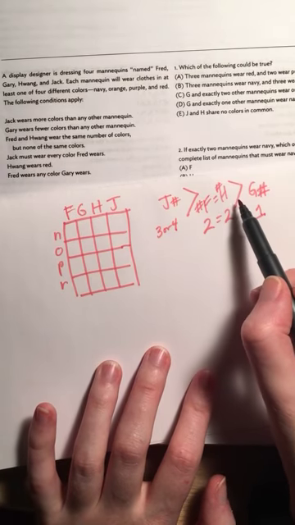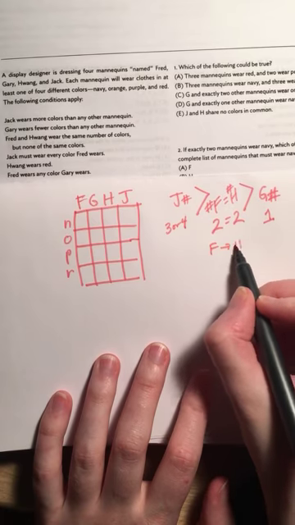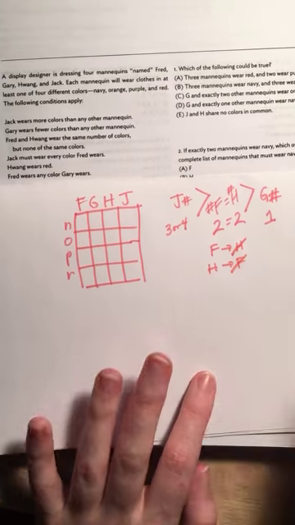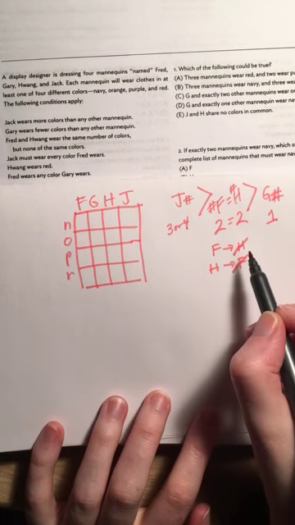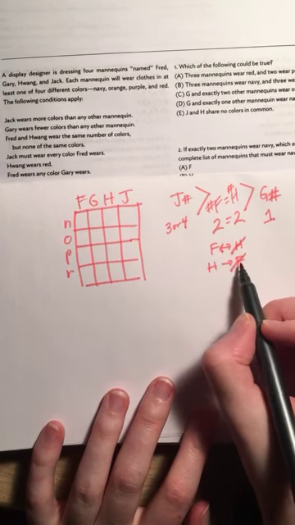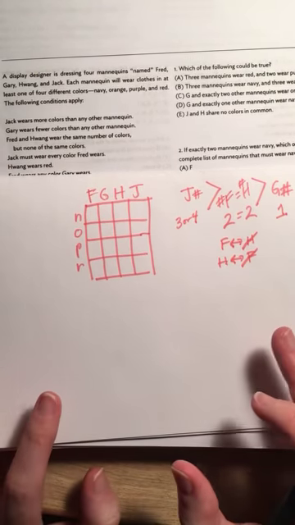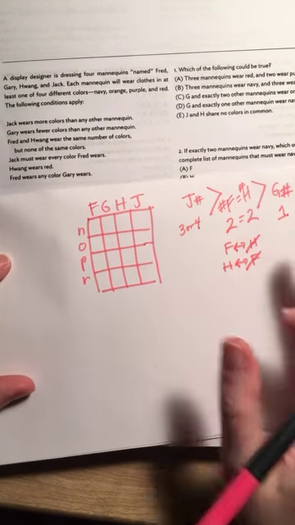So the number is the same, but the actual colors that they wear are different. So if Fred wears a color, then H can't, and if H doesn't, then Fred can't. But also because we know that they each have to wear 2, if H doesn't wear a color, then Fred does, and if F doesn't wear a color, then H does, because they have to evenly split the colors that are available, and there are just 4 colors available. Okay, so the first 3 rules tell us all of this information.